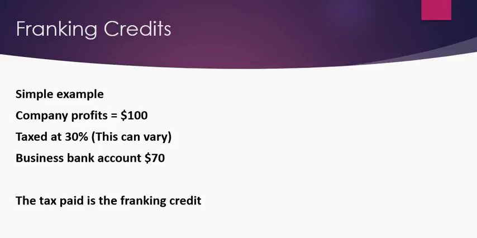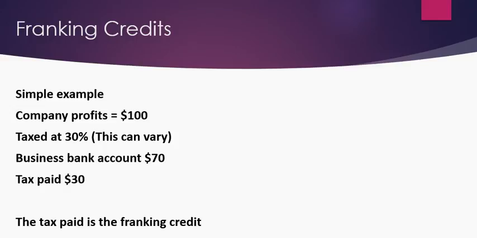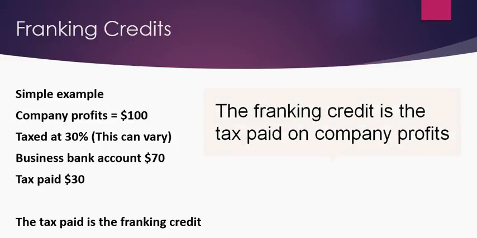We have a company that has profits of $100. Now, this $100 is very important. Remember this number. We're going to come back to it later. Now, it's taxed at 30% in this example. So the tax on $100 at 30% is $30. That's going to be the tax paid. So the tax paid, that $30, is the franking credit. In simple terms, it's the tax paid on profits.